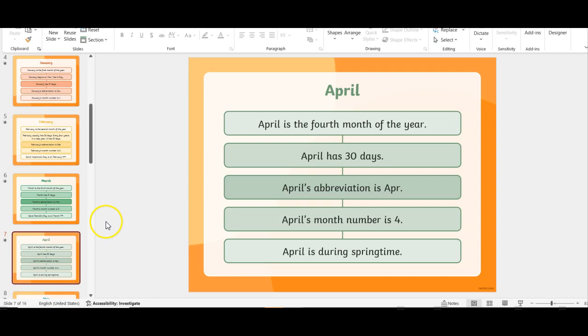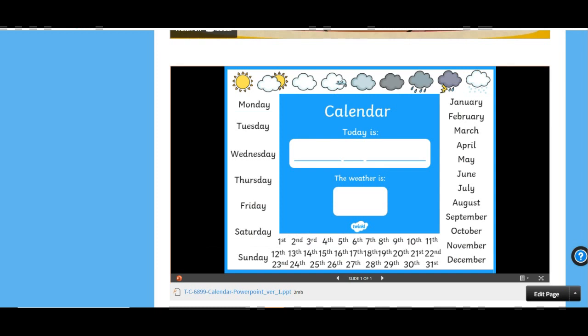Okay, so you can have a look at the rest of the months of the year and how many days they have, what abbreviation you can use for them, and some fun facts about that month. Okay, let's move on.